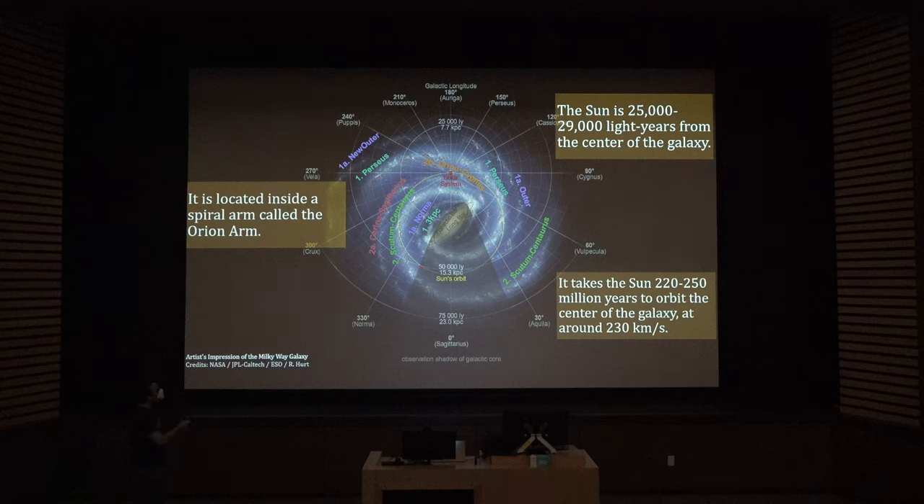This yellow circle illustrates the orbit of the sun around the center of the galaxy. So the sun doesn't stay in place. The sun orbits the center of the galaxy just like the Earth orbits the sun and the moon orbits the Earth. It takes the sun between 220 and 250 million years to orbit the center of the galaxy, and it does that at around 230 kilometers per second.